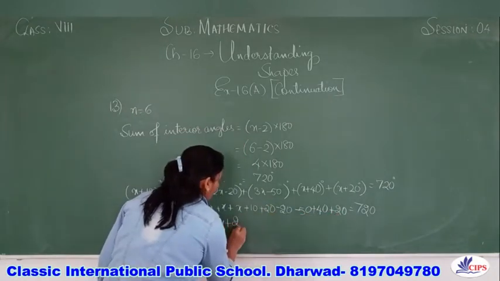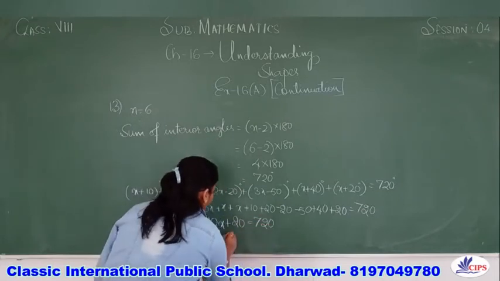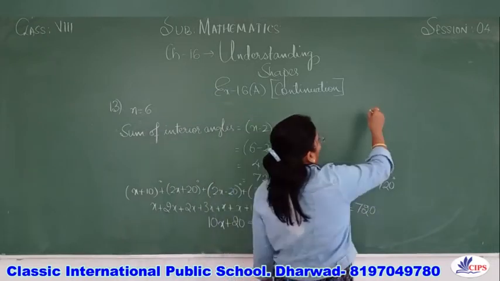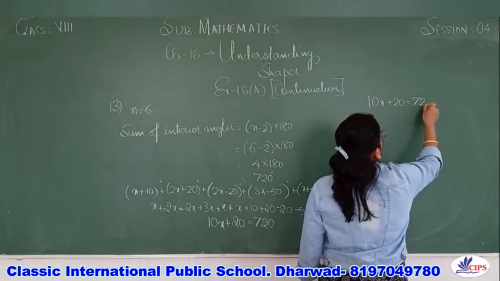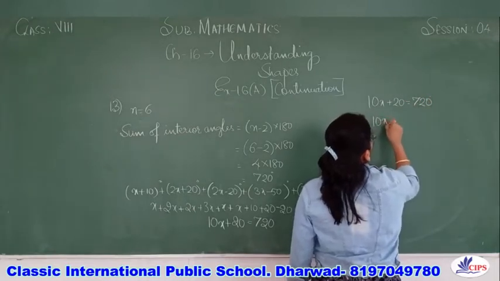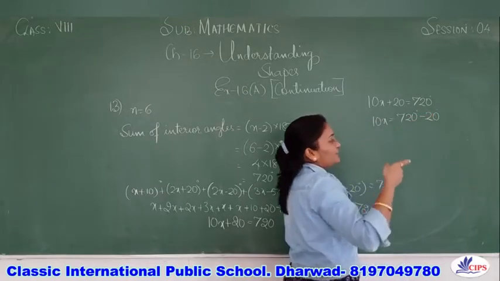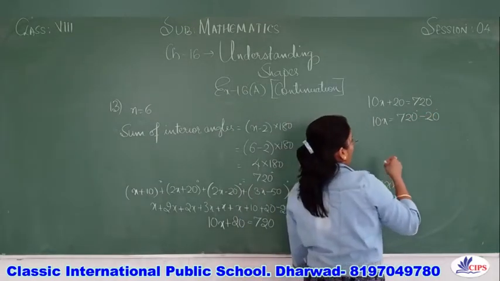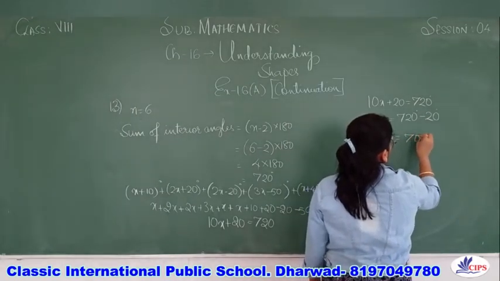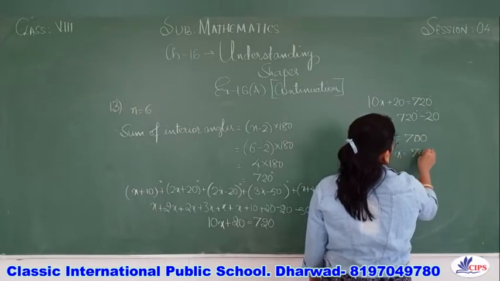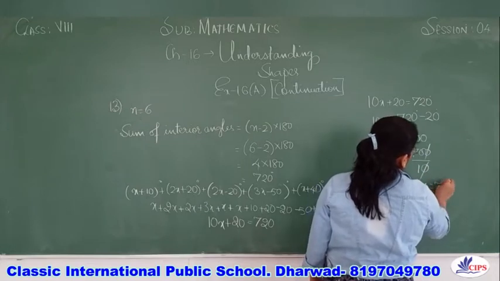So here plus 20 I am writing, and here we have got 720. I will continue the sum there: 10x plus 20 equals 720 degrees. So 10x is equal to 720 minus 20. As it was a constant, I have shifted it to the RHS, so I have got minus 20. So 10x is equal to, what is 720 minus 20? It's 700. So x value will be 700 divided by 10. The 0 gets cancelled, therefore x value is 70.